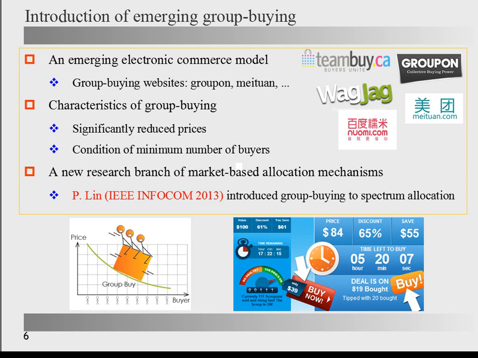Except for the two market-based models, there is another emerging electronic commerce model which also deserves our attention: group buying. I believe that most of us have visited a group buying website and know how it works. The characteristic of group buying is significantly reduced prices on condition that a minimum number of buyers will purchase the item. Except for being deeply studied in the electronic commerce area, group buying is also becoming a new research branch of market-based allocation mechanisms, such as Group-in-the-Air, which introduced group buying to spectrum allocation, by Peng Lin.